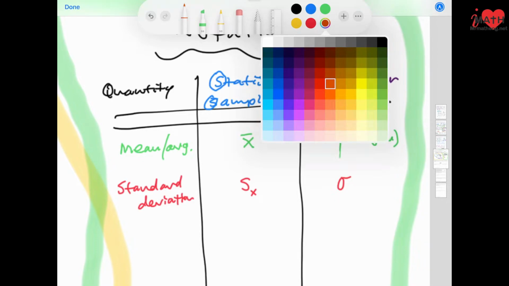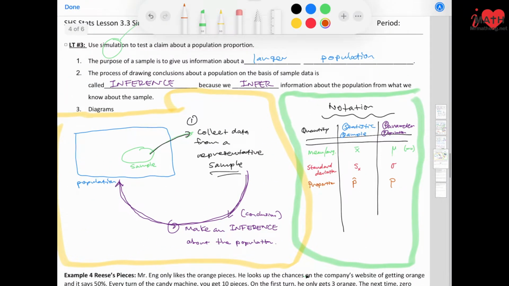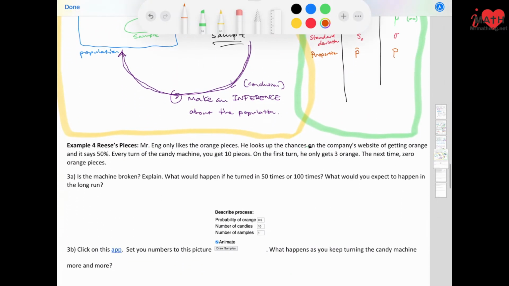And the last one is a proportion. A proportion is a p hat, and there you just have a p. I just wanted to talk about some notation because really the big idea here is a sample versus a population. From a sample you get a statistic, S and S. From the population, the information we get is called parameters, okay?